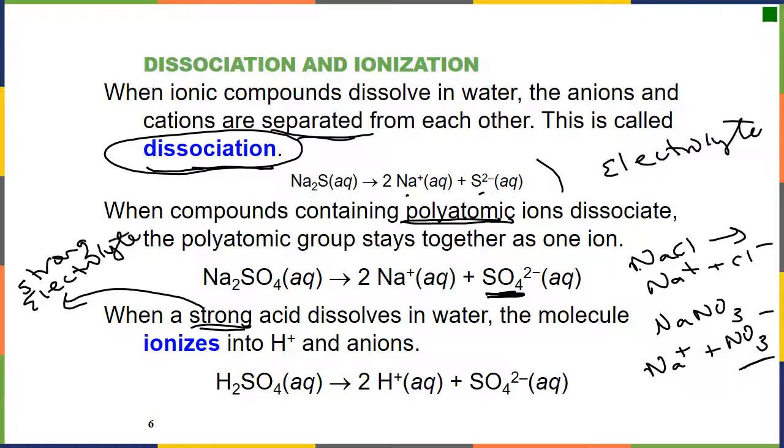Strong electrolyte means it is 100% dissociated or ionized. And we use a different terminology when we have an acid because it's not ionic. We say that it doesn't dissociate. We say it ionizes into H plus and sulfate. And we'll deal with acids and bases in a different section.